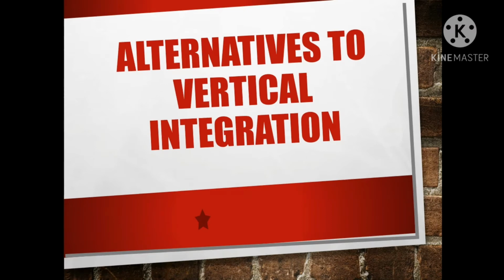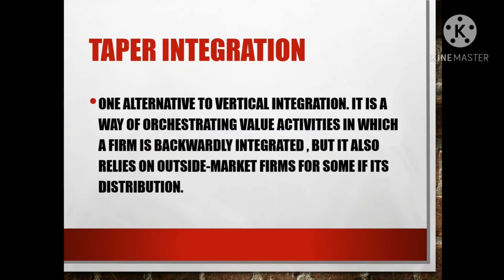So let's move on to alternatives to vertical integration. Ideally, one would like to find alternatives that provide similar benefits without the accompanying risks. Are there such alternatives? There's good news, there's one. It's taper integration. One alternative to vertical integration is taper integration. It's a way of orchestrating value activities in which a firm is backwardly integrated, but it also relies on outside market firms for some of its cost distribution.